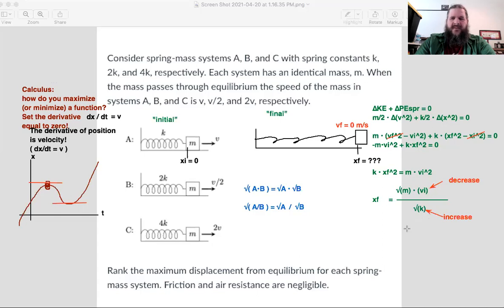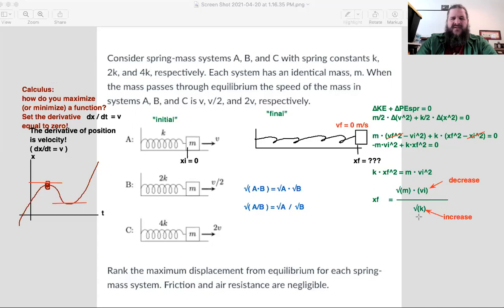In general, if you've got some fraction, what happens to the result if you decrease the numerator? Yeah, you get a smaller number as a result. So decreasing the initial speed is going to make the final displacement smaller. And I think that makes sense conceptually. If you launch the mass at a slow speed, it's not going to go very far, versus if you launched it faster, it would go further. So slower initial speed leads to smaller x final, smaller displacement.